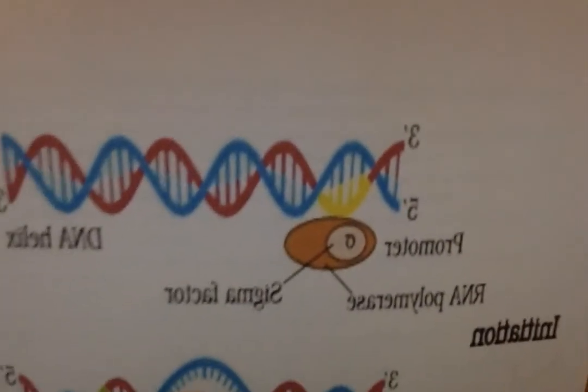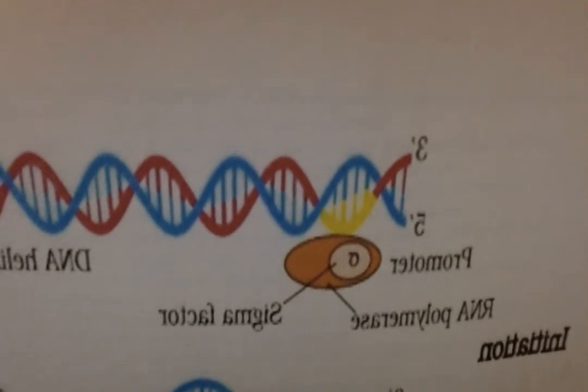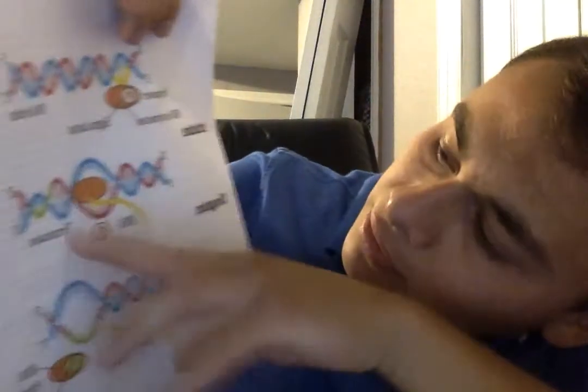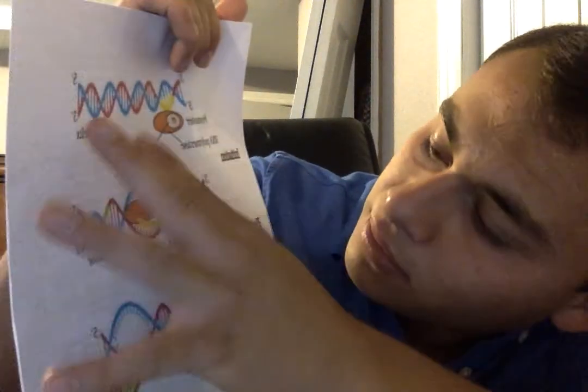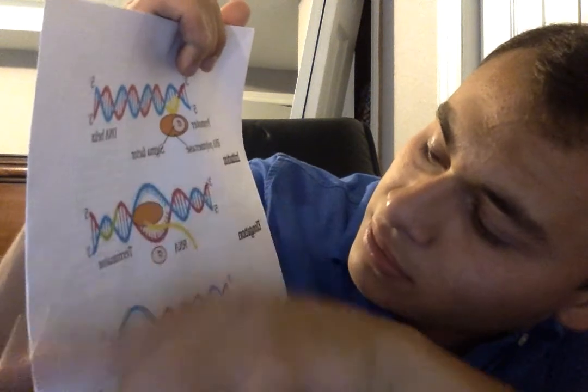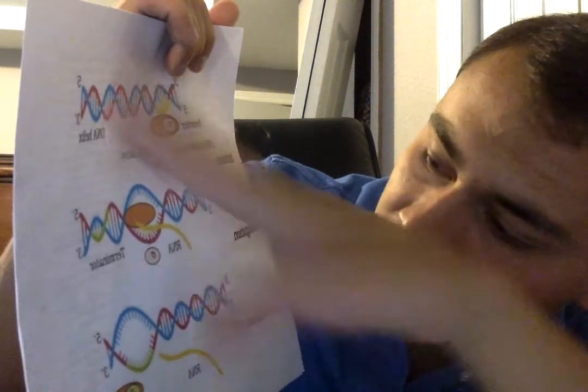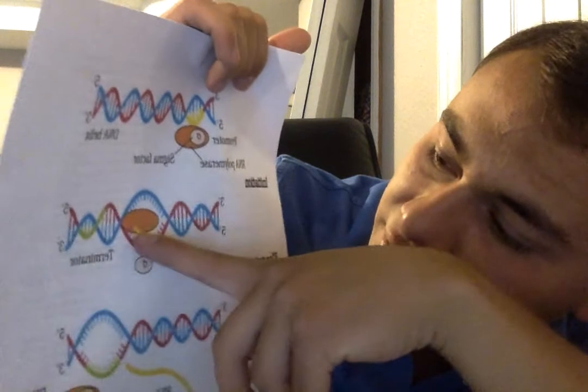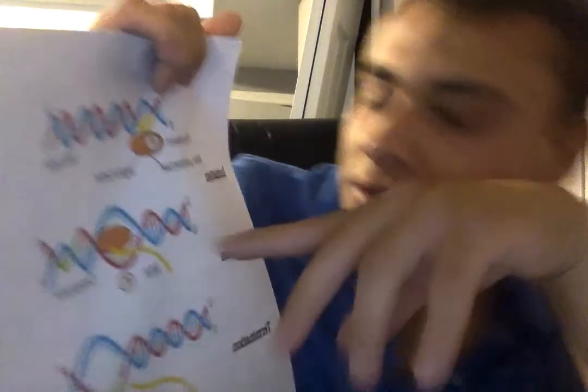In its initiation, the RNA polymerase binds to the promoter and causes the unwinding and separating of the DNA strands. We can see here how they're both separating, and both DNA strands are going in another direction. We can see how here they're unwinding and separating.